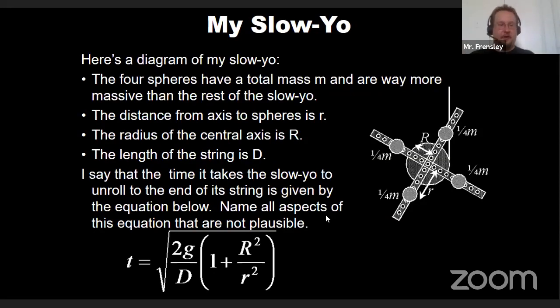So I'm going to propose to you that the time it takes for this whole thing to unroll is given by this equation down here. I want to say that that equation tells us the total time that it takes for this whole thing to unroll. Turns out this equation is completely wrong. Your job is not to tell me what the right equation is. Your job is just to tell me every aspect of this equation that is not plausible, in other words, every aspect of this equation that can't possibly be right. If that increases, the equation says this increases, but really this should decrease. That kind of reasoning. Okay, so I'm going to give you 3 minutes to find everything about this equation that communicates wrong relationships. On your mark, get set, go.